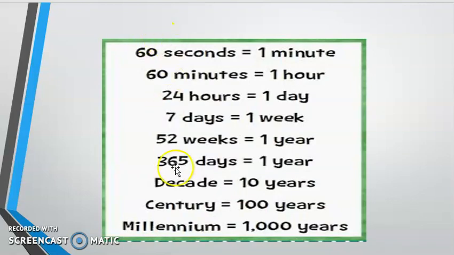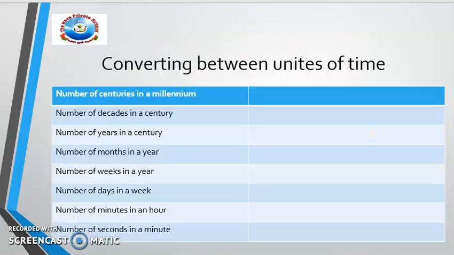Here are also some things in table form. 60 seconds make 1 minute, 60 minutes make 1 hour, 24 hours make 1 day, 7 days make 1 week, 52 weeks make a year. I am doing it from small to big: second, minute, hour, day, week, year, and then decade, century, millennium. So it will be easier for you to memorize it.